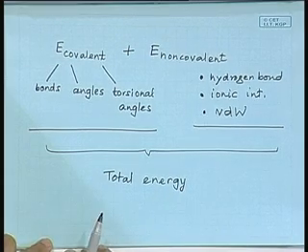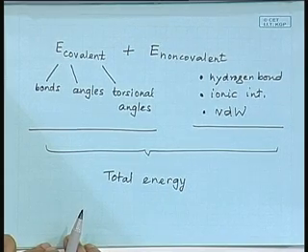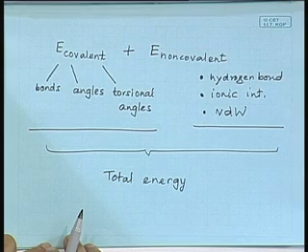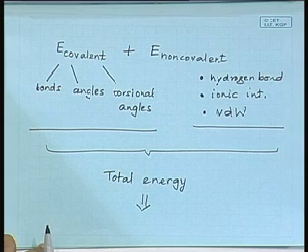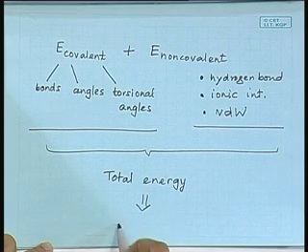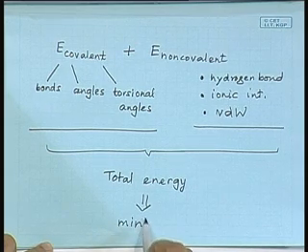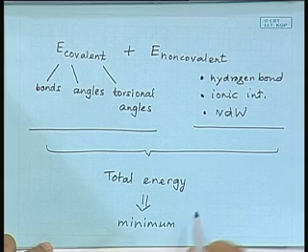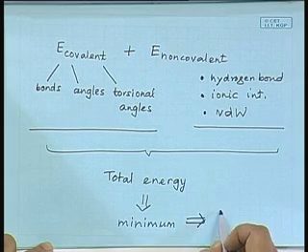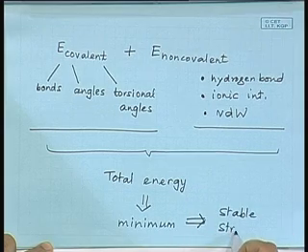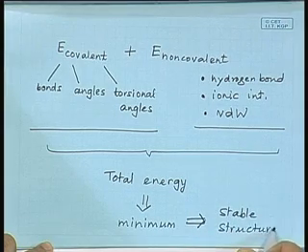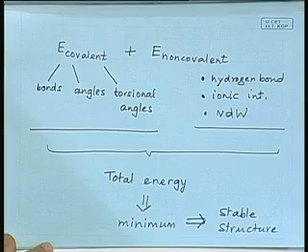Now what do we want this total energy for the protein to be? A minimum. Right? We want this to be a minimum so that we have a stable structure. Okay? So for total energy, we have to get a minimum which is going to result in a stable structure. And what is this structure? It is the final native folded form of the protein.